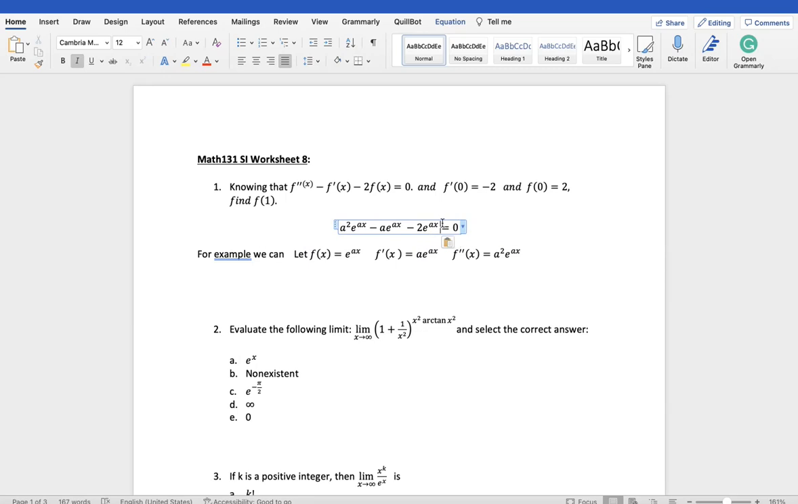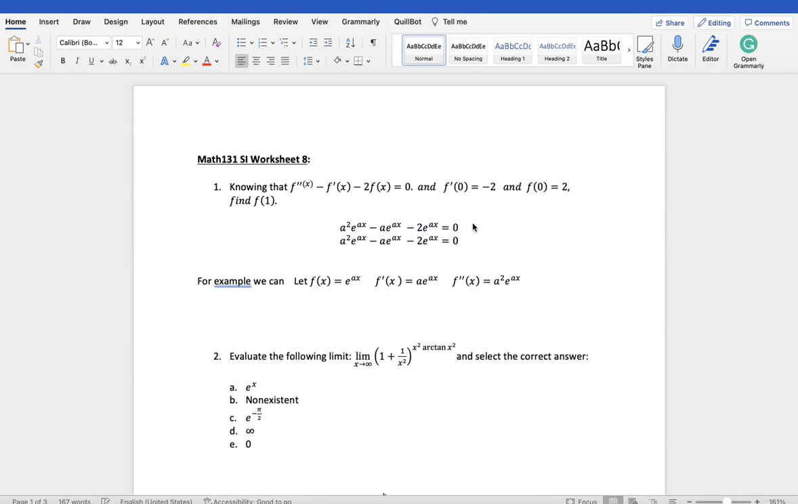Okay, so now you can clearly see that e to the a of x is a common factor between these three terms, right? So the way you do it is you take out the e to the a of x as it is a common factor. So let's just take it out and then open a bracket. In the bracket, you would have a squared minus a minus 2, all multiplied by e to the a of x, right?